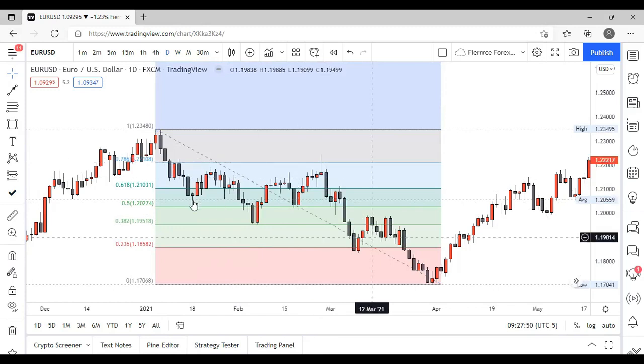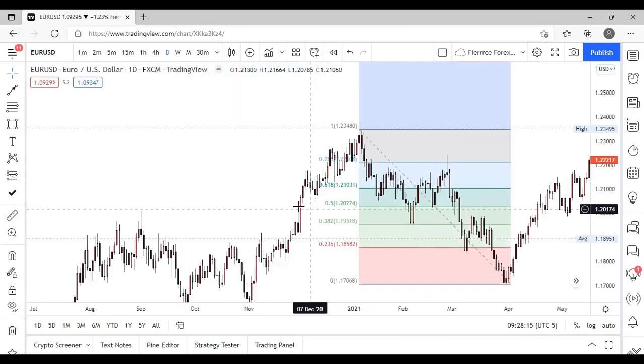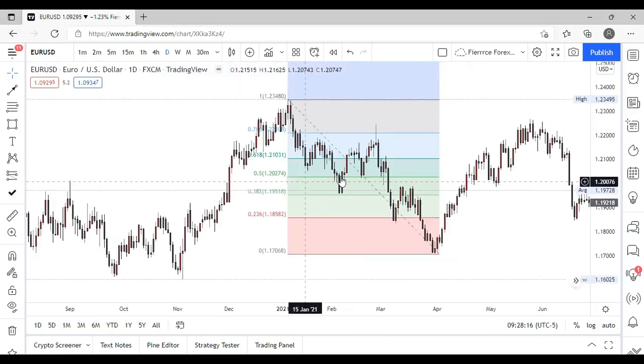Okay, so the first level it bounced off was the 618, but then it went below that. Once we moved below that, whatever retracement here was just a retracement, okay? We were still bearish. Why? Because we crossed the 50%, which is usually a very, very strong level. Hopefully that makes sense. So that's how we know that if we cross below this, there's a potential turning point.